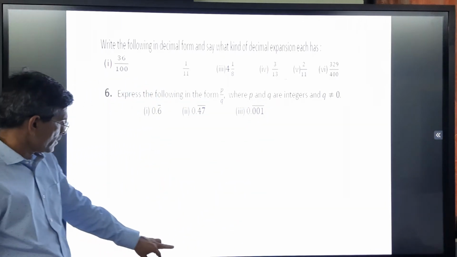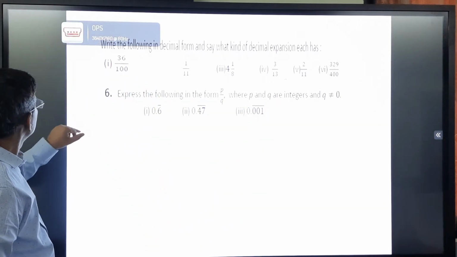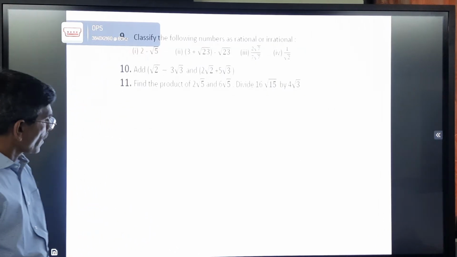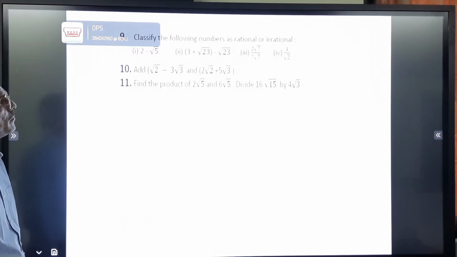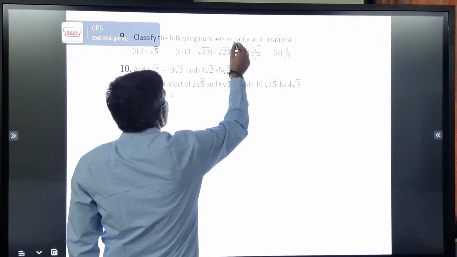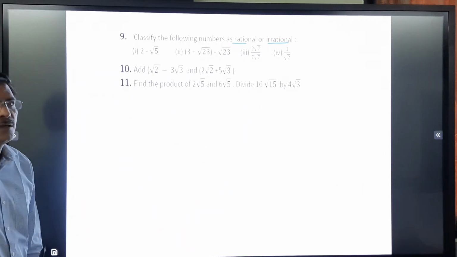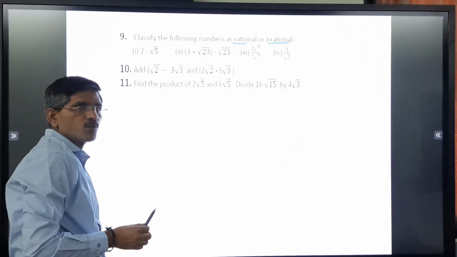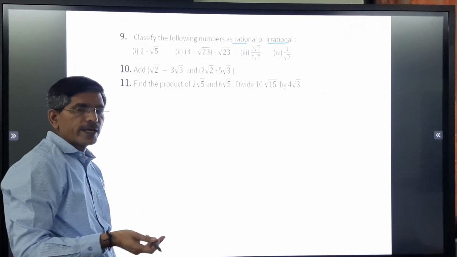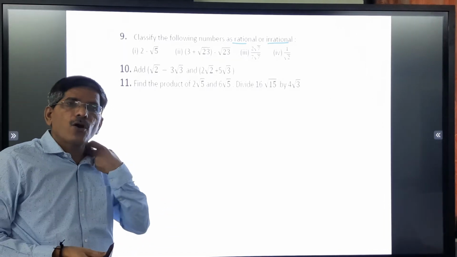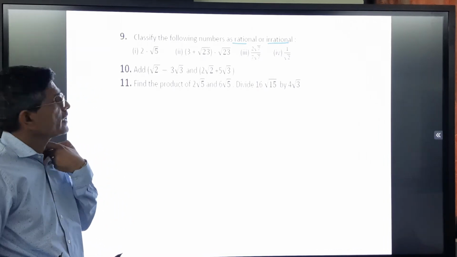Now next question. Classify the following numbers as rational or irrational. So a rational number means P upon Q, and an irrational number generally has a root form, or its digits are non-terminating, non-recurring, we can say.